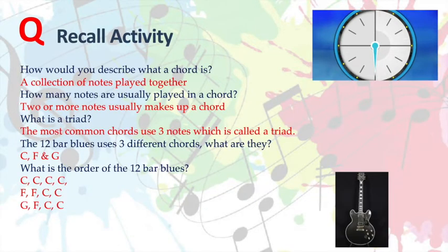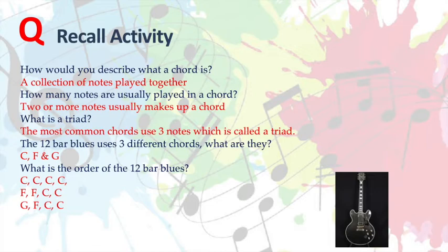Go through the answers. How would you describe what a chord is? So your model answer is a collection of notes played together. Number 2. How many notes are usually played in a chord? So it's usually 2 or more notes, which usually makes up a chord. What is a triad? The most common chords use 3 notes, which are called a triad. You may have recognised the name triad from other subjects as well. So tri, trinity, so something that means 3.